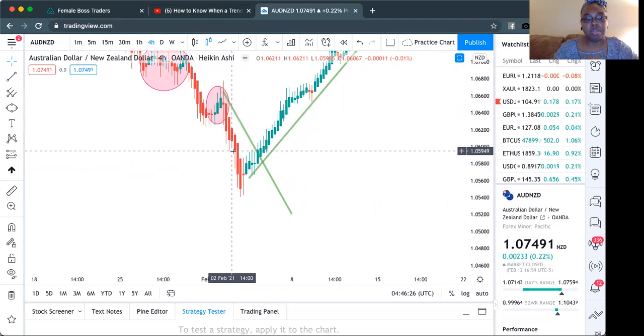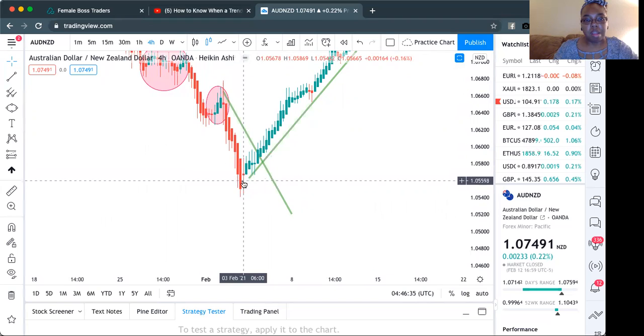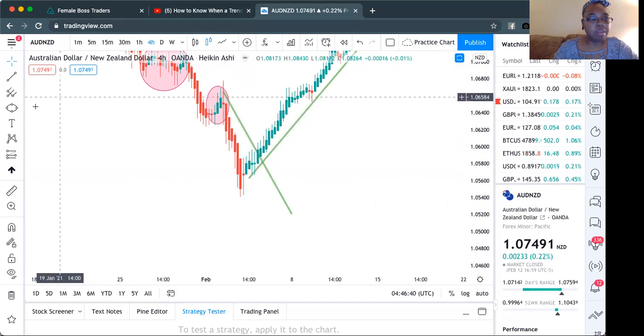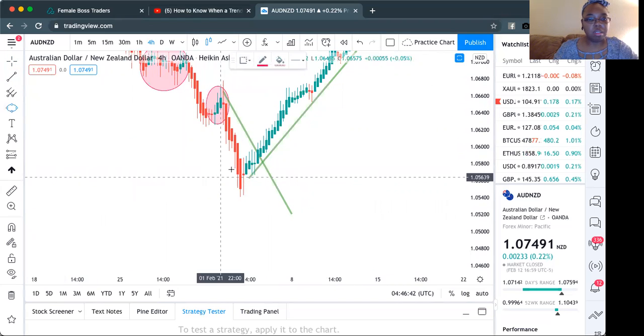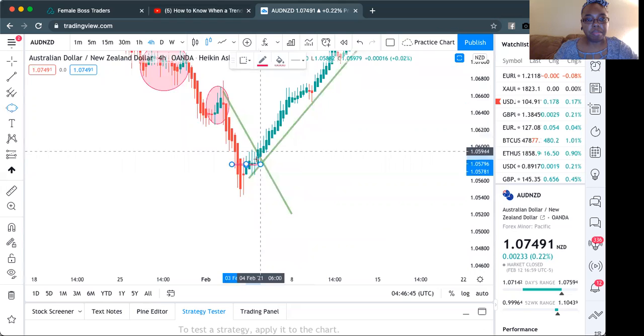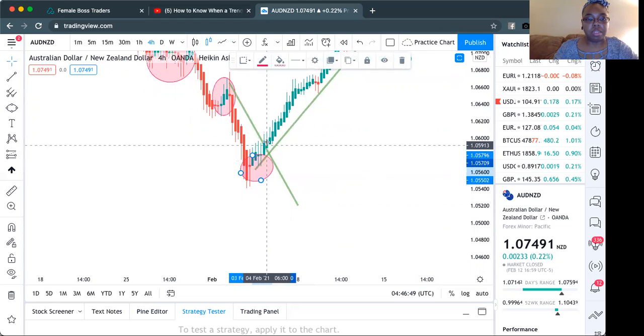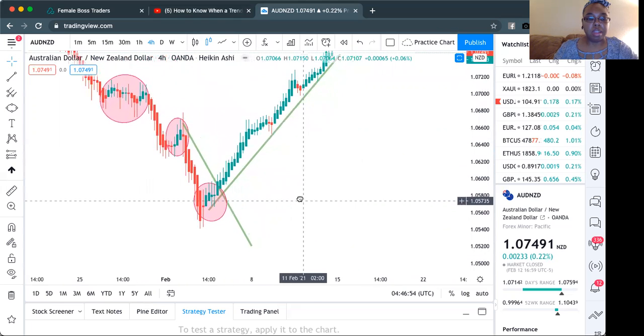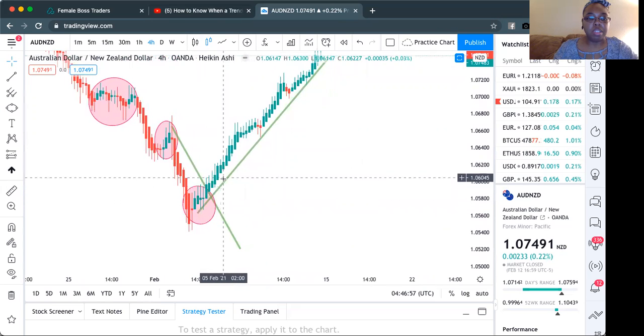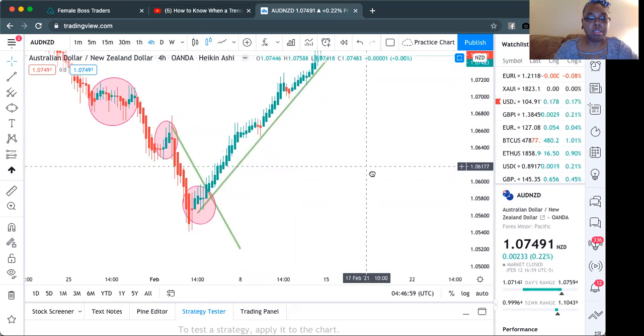So yeah, I would have rolled this and I would have got out right here. I would have got out right here. And then this right here, let's see. This is like your warning sign, just right here. The warning sign that the uptrend is about to happen.